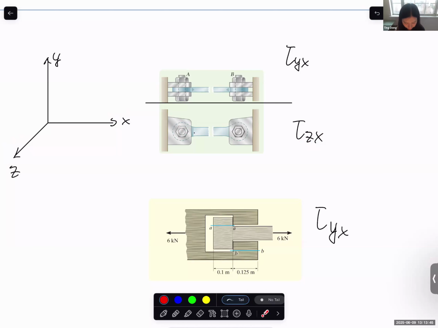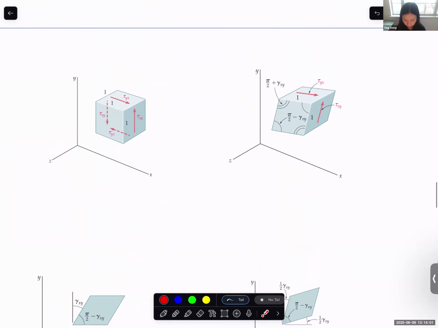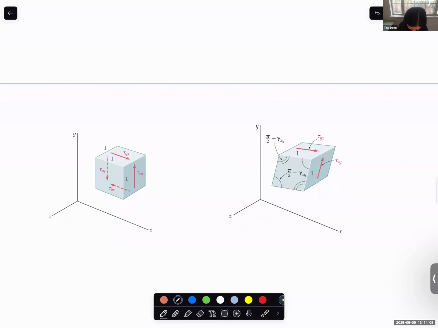So I added this section from chapter 1 to here because when we learn shear stress and shear strain, there are always subscripts. I want you to know what they really mean, like xy, yx, zx, yz, everything. So now let's move on to chapter 2, the shear strain and shear stress. It's 2.7, shear strain.